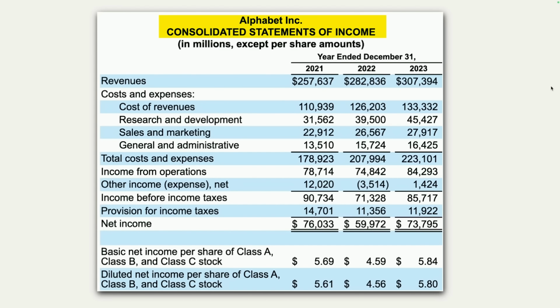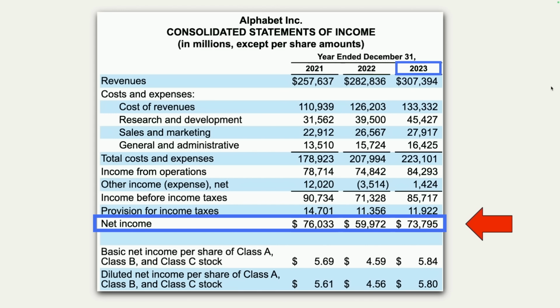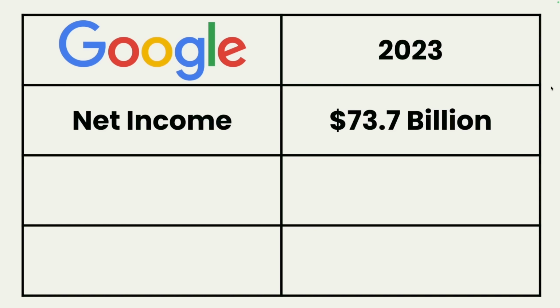So here is Alphabet's income statement from 2021 to 2023. In 2023, by looking at this line here, we can clearly see that the company generated $73.7 billion in net income during that year. That's how I was able to show that Google generated this much net income for the year.